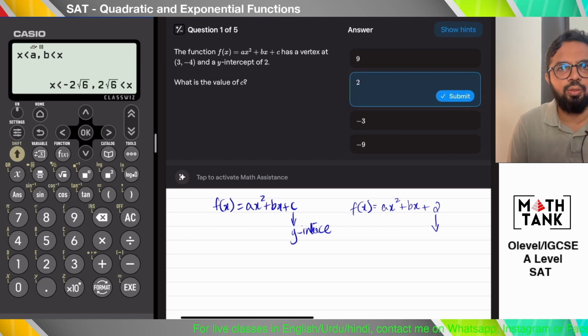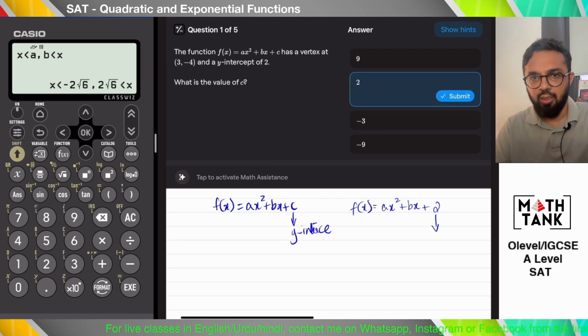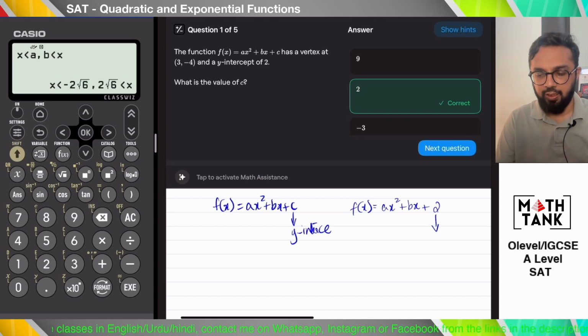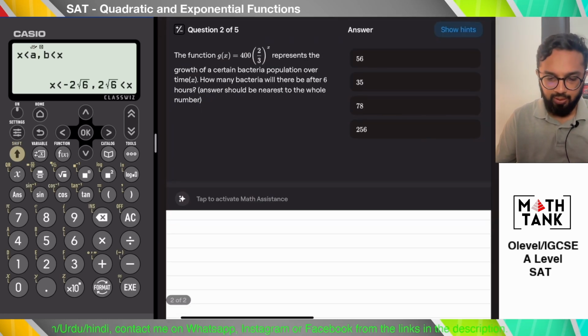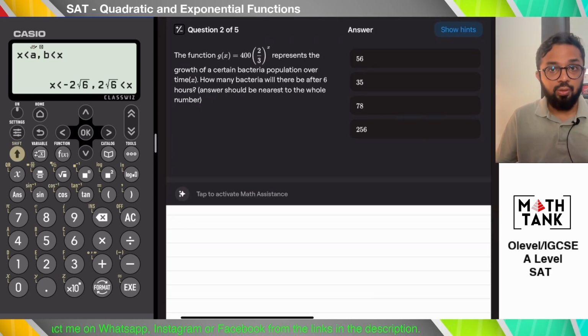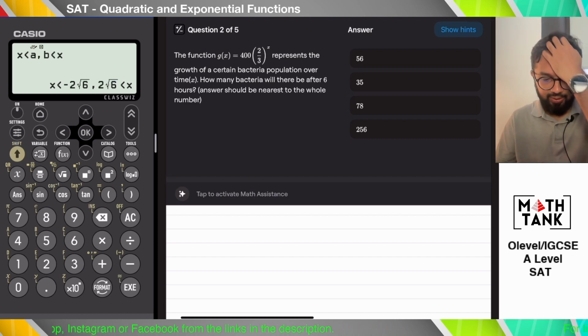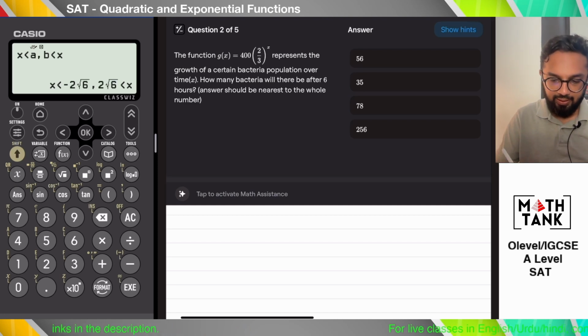I don't even need to do other things in the question, and that's pretty clear. So that's the correct answer, hopefully. Yep. Let's move on to the next question. This says the function g of x. So I've given you an exponential function. This time it represents the growth of a certain bacteria population over time. How many bacteria will be there after 6 hours?